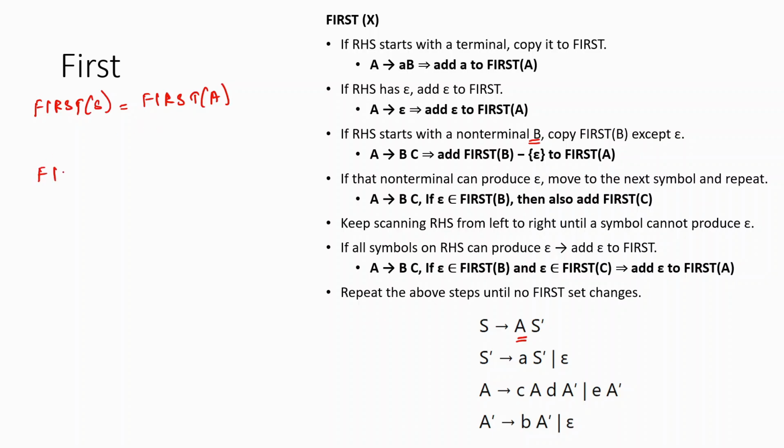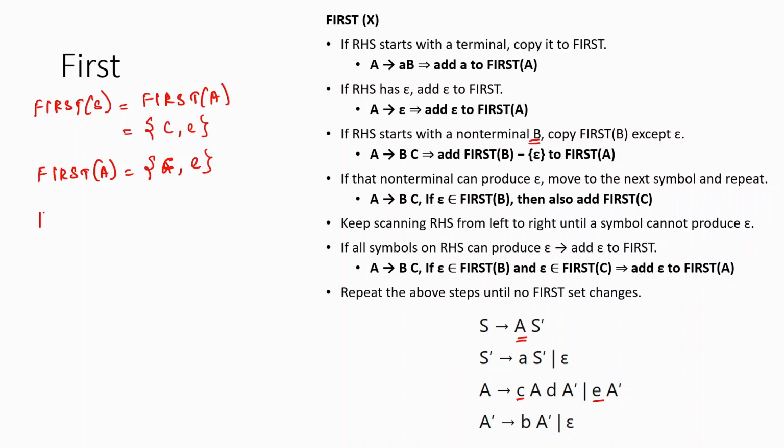So we have to calculate the first of A. We take the production of A. The first symbol is a terminal. You see here the right hand side starts with a terminal, so copy it to the first. Just copy the symbols into A. The first symbol is C, and the next symbol is E. So first of S is also the same thing, C and E.